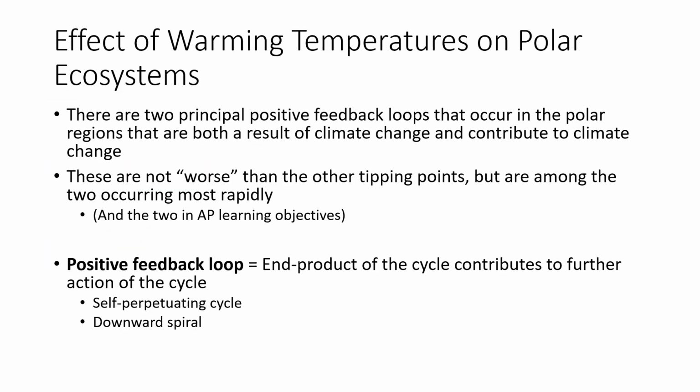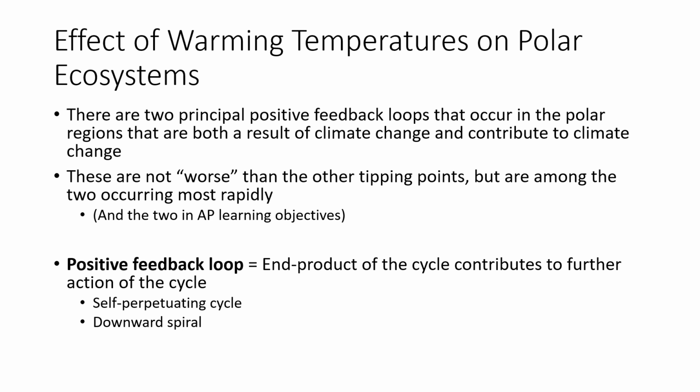All right, now, so for the AP test, what you guys need to know are two of these tipping points. So we're going to talk about those two. When we talk about these, we're going to talk about these in the context of positive feedback loops. A positive feedback loop is essentially where the end product of a cycle further contributes to the action of that cycle. It's a self-perpetuating cycle. And you guys will see what I mean, but it's a cycle that feeds itself.